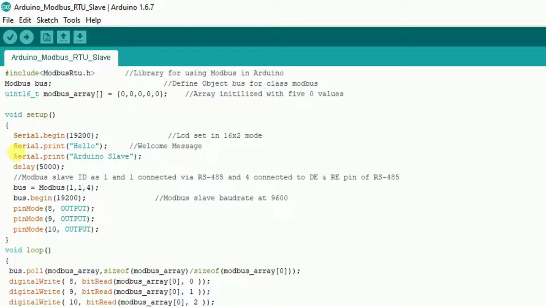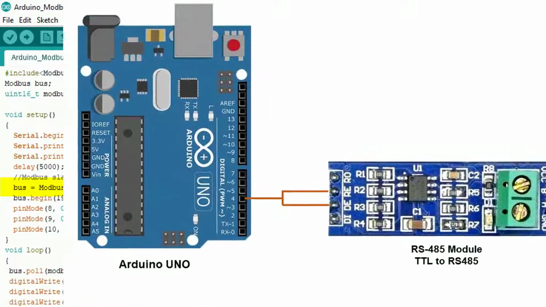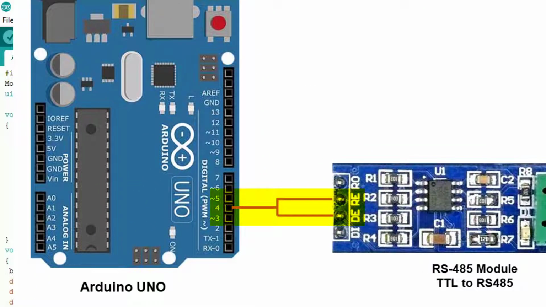Now write the following parameters for the ModbusR2 communication. First one represents that the master or SCADA interface will recognize Arduino by the slave ID number. Second one represents that it uses RS485 interface to transfer data, and fourth represents that the D and RE pin of the MAX485 module is connected to digital pin number 4 of Arduino Uno.